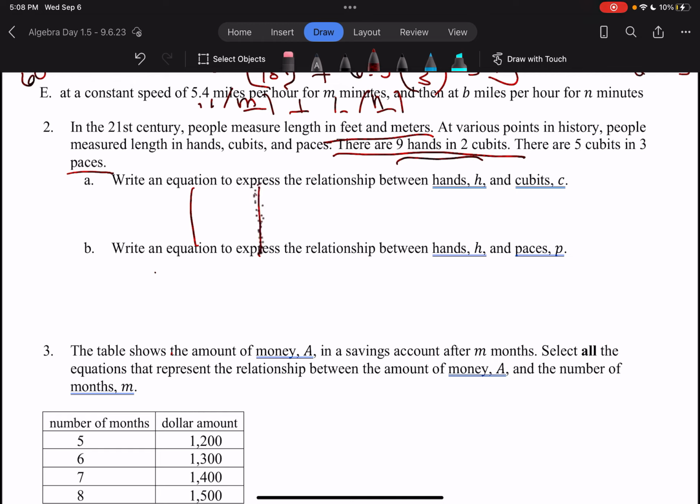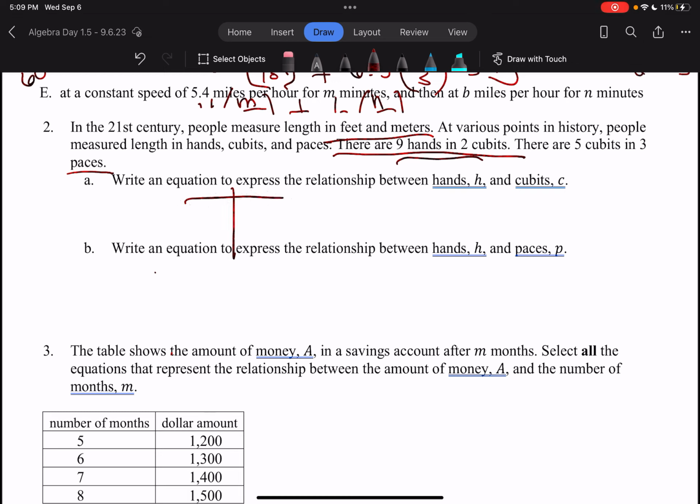Let's go ahead and make a chart here. I made too many. Okay. If there are cubits and hands, if there are 9 hands in 2 cubits, that means in one hand. Sorry. All right. Let me fix this completely. There we go. Start over.